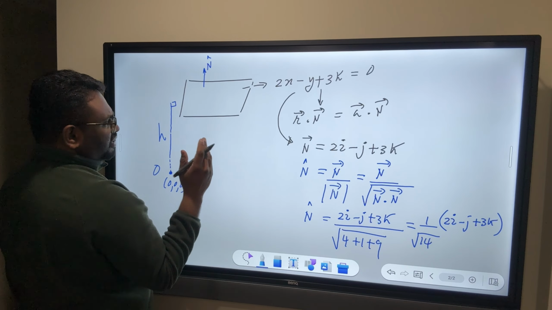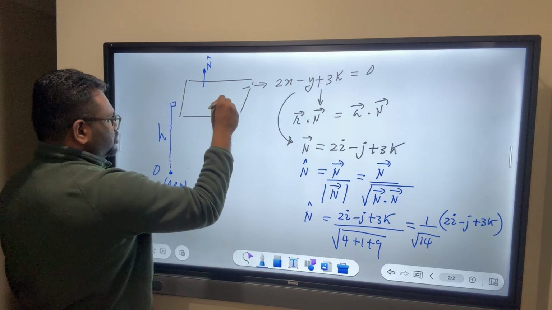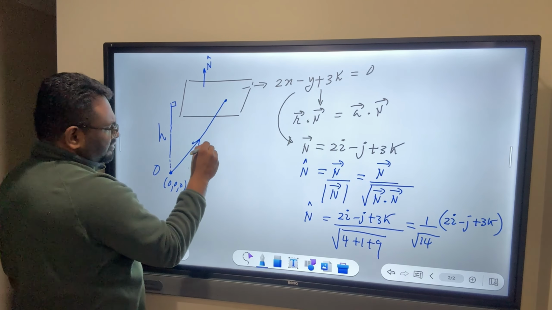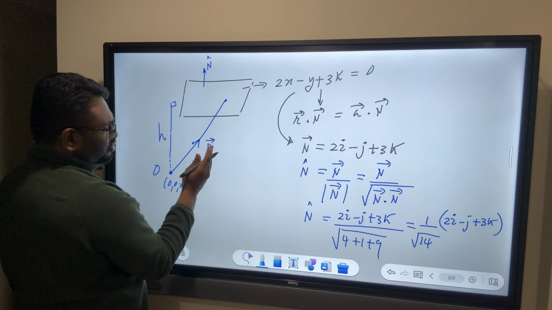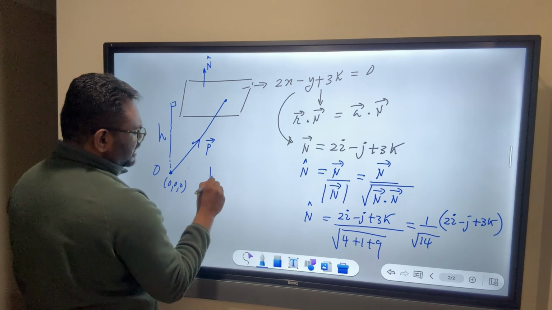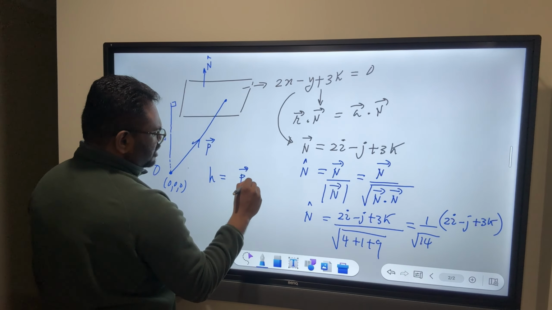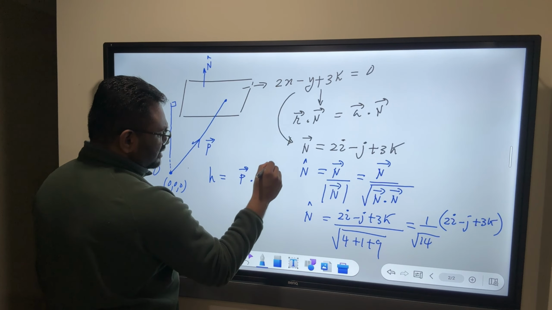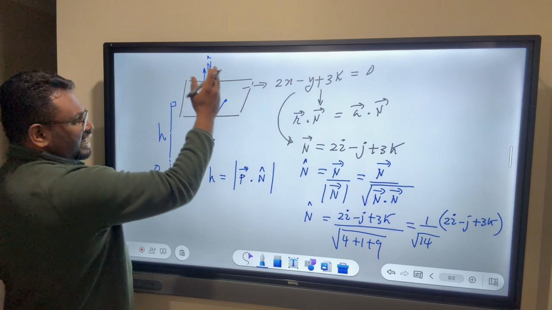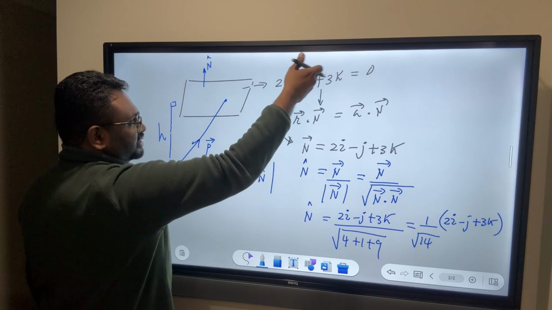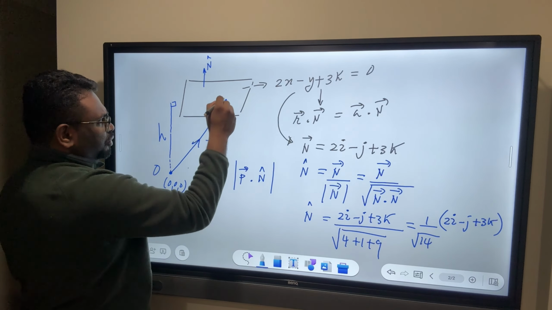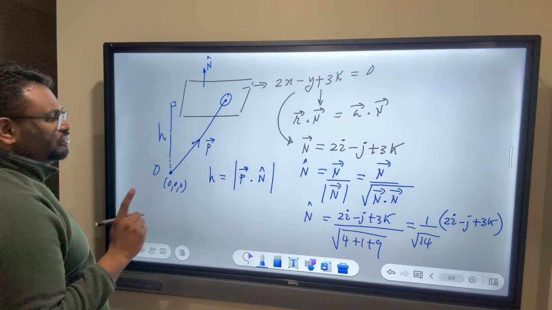Now you need to find a point on the plane. Suppose there is a point on the plane. The strategy would be to take this p vector and dot it with n hat, and then you get h. So h is nothing but p vector dotted with n hat. We found n hat from the Cartesian equation. Now we need to find a point on the plane. So how do we find that point?